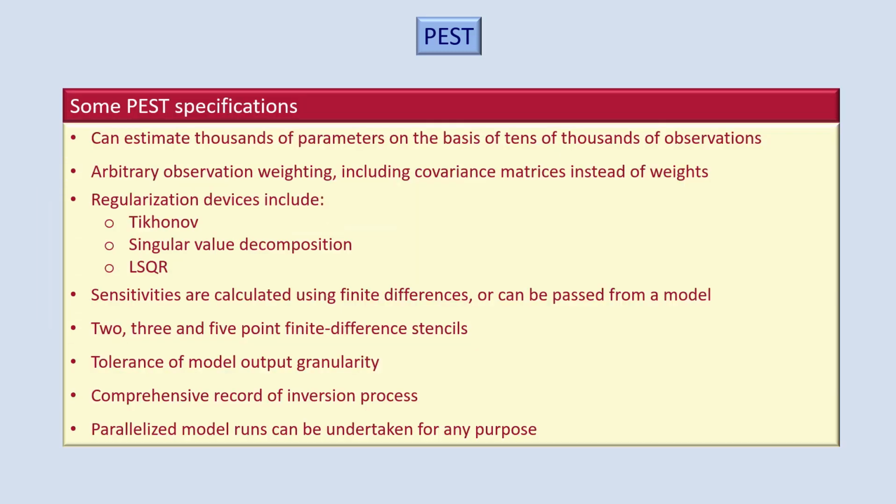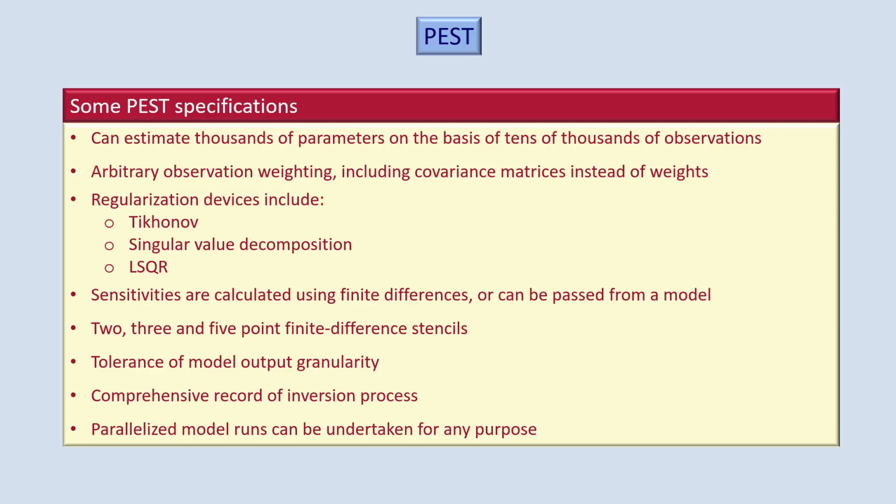Some specifications are listed in this table. PEST can estimate thousands of parameters using tens of thousands of observations that comprise a calibration dataset. Weights assigned to those observations are user-specified, or covariance matrices can be used instead of weights. Regularization devices include Tikhonov, singular value decomposition, and LSQR. Sensitivities or derivatives underpin the gradient-based methods that PEST employs to implement regularization.